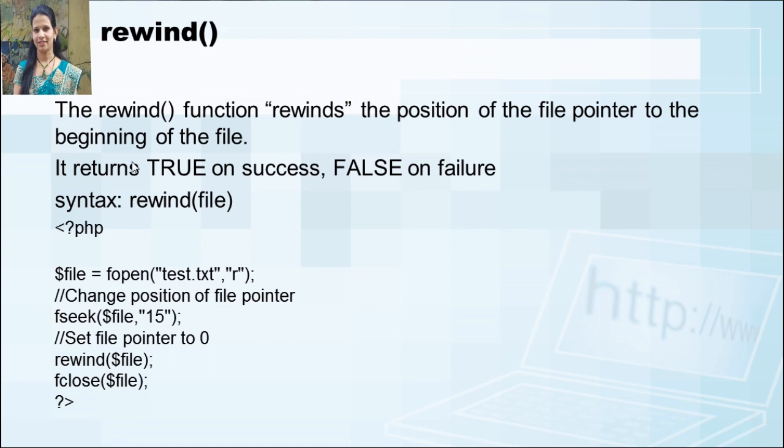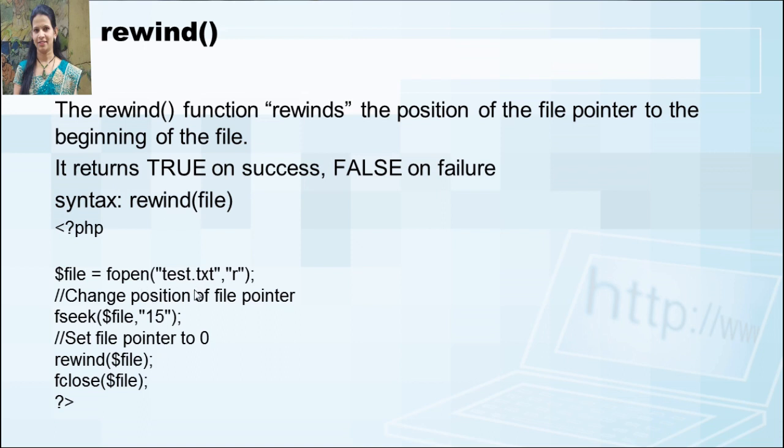Next is your rewind function. Rewind means what? It rewinds the position of the file pointer to the beginning of the file. Okay, it returns true on success or false on failure. The syntax for this is rewind, inside the brackets, file. So you need to pass the file name as an argument.